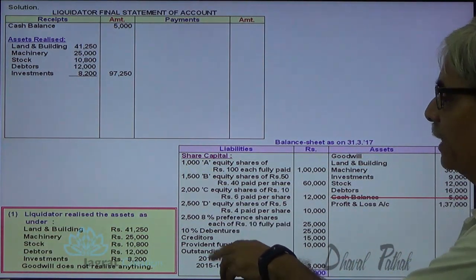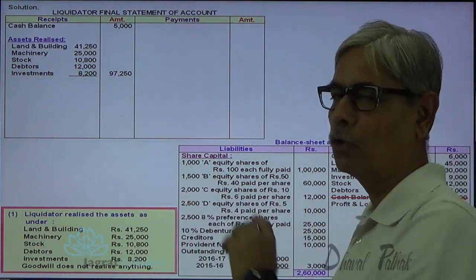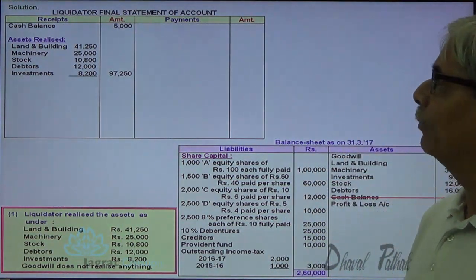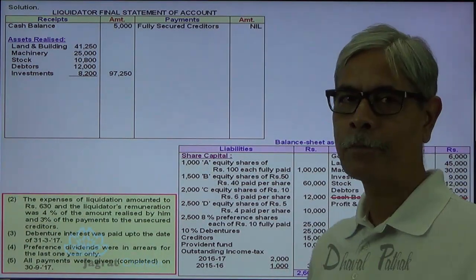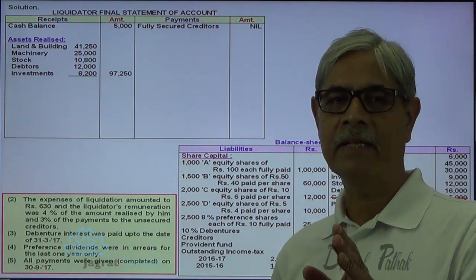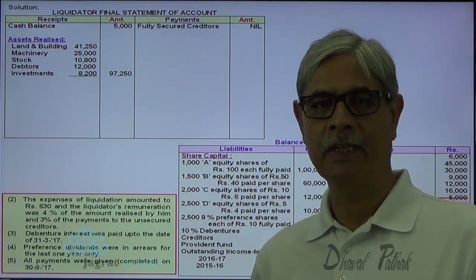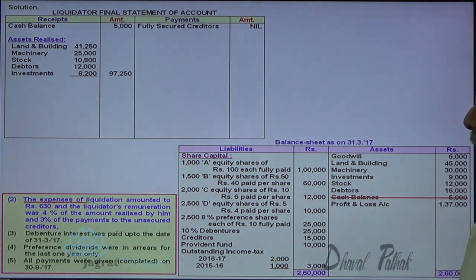Now here you are given the details of creditors' provident fund, but no creditor is holding any charge over the assets, so there are no fully secured creditors. So payment to fully secured creditors will be nil. After considering the fully secured creditors, we should proceed with payment of liquidator's remuneration and liquidation expenses.